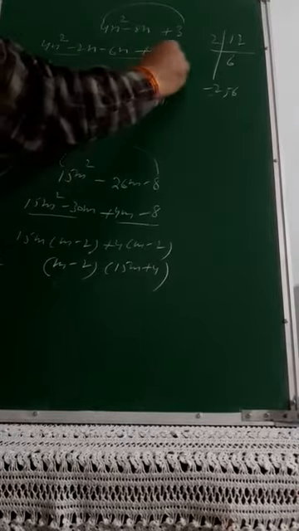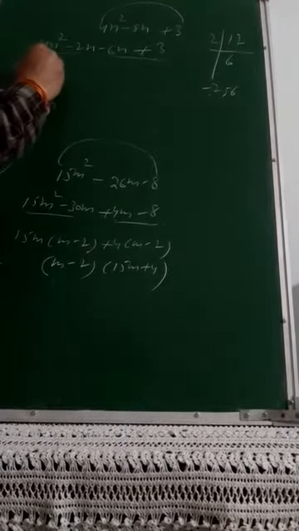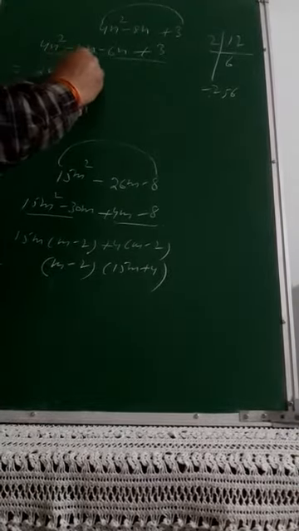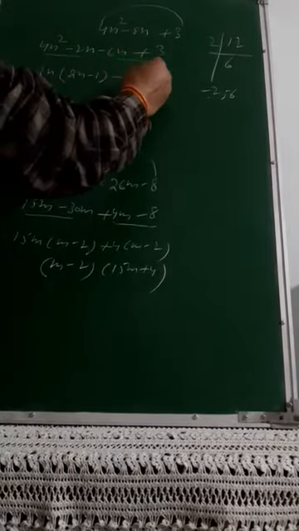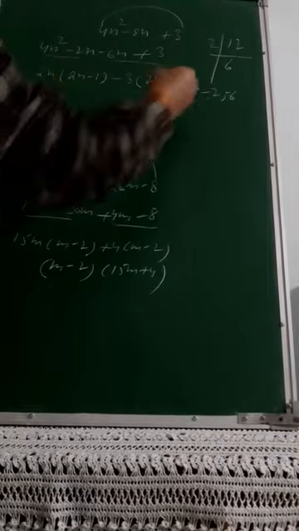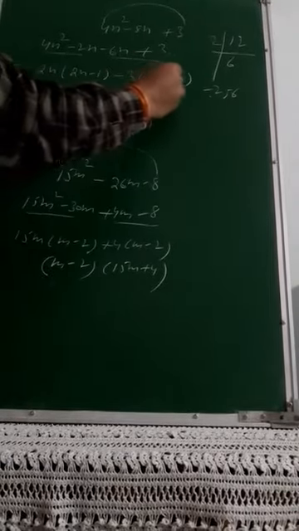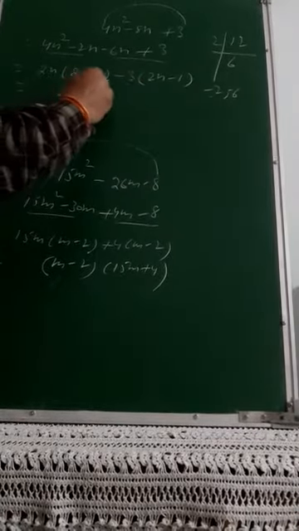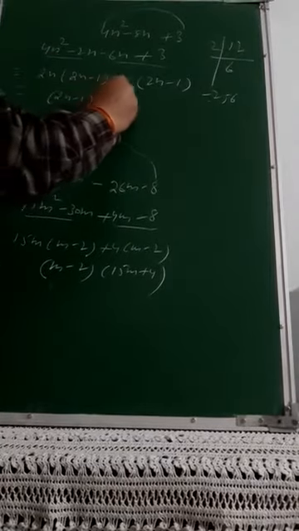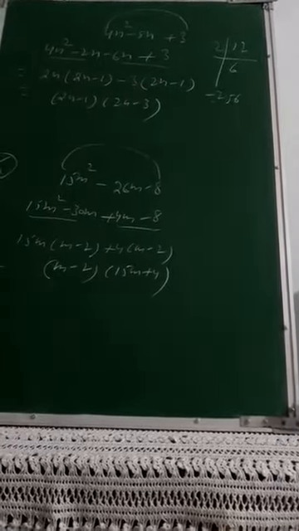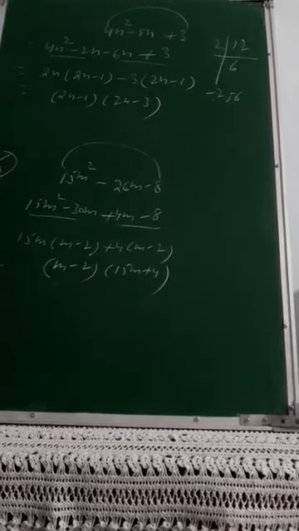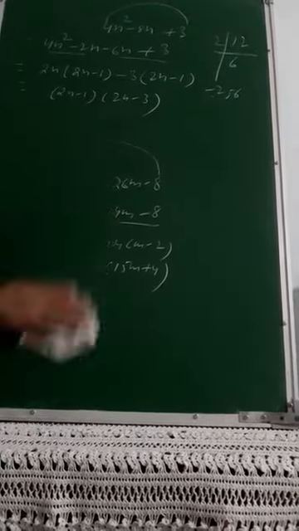In first two and last two, in first two it is 2n common. So 2n minus 1. Here it is minus 3 common. So you will be getting 2n minus 1. So finally 2n minus 1 is common. And from here it is 2n and from here it is minus 3. So your answer will be 2n minus 1 into 2n minus 3. This was your number 6.